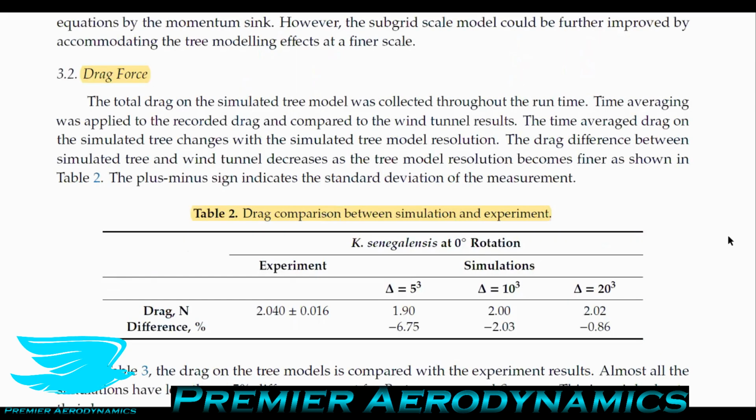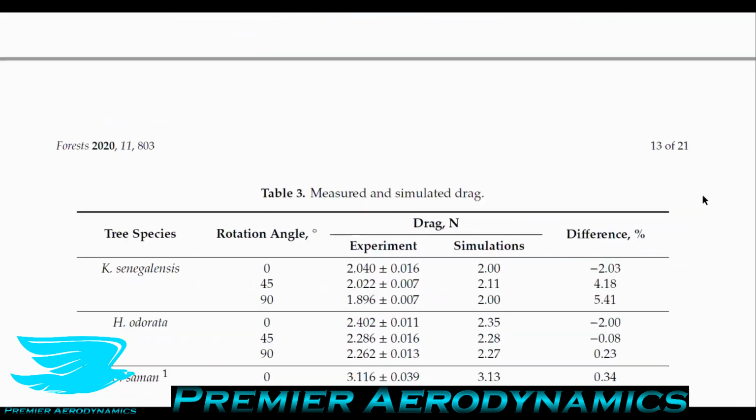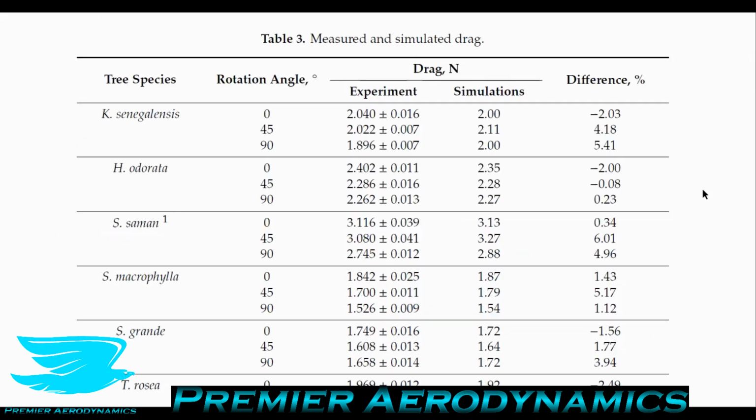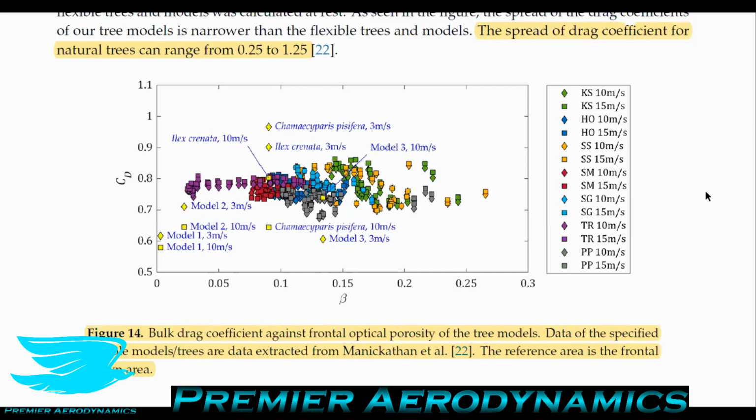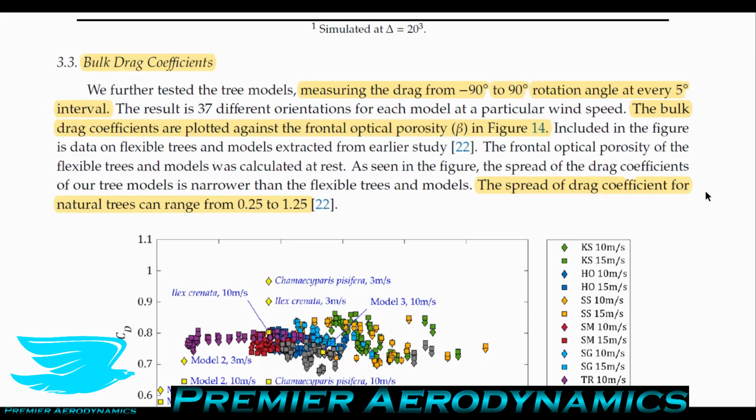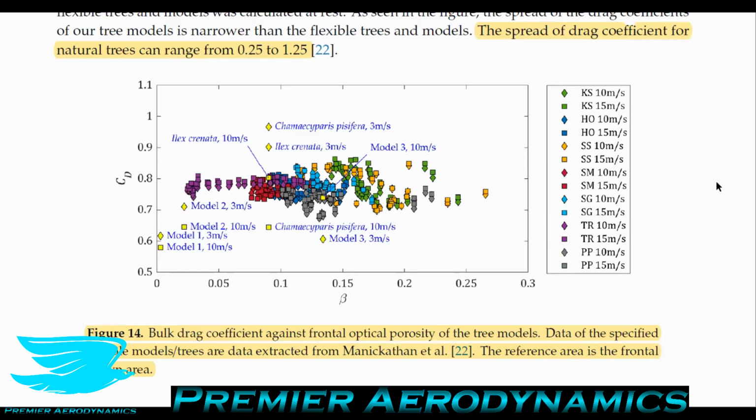Now, moving on, the drag forces. This is quite interesting. They have the measured drag, let's say, of the trees, and they plotted them with the optical porosity. They say measuring the drag from minus 90 degrees to 90-degree rotation angles at every 5-degree intervals is plotted. The bulk drag coefficients are plotted against the frontal optical porosity. The spread of the drag coefficient for natural trees can range from 0.25 to 1.25. And that's really interesting when you think about it.